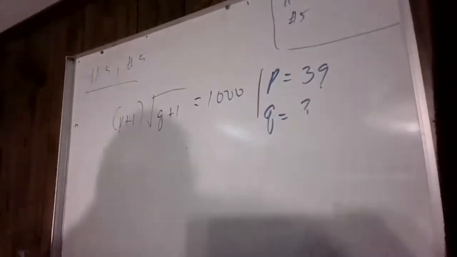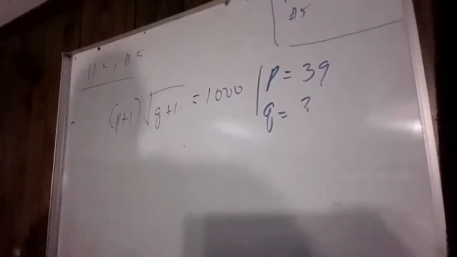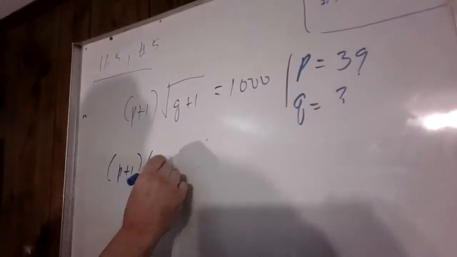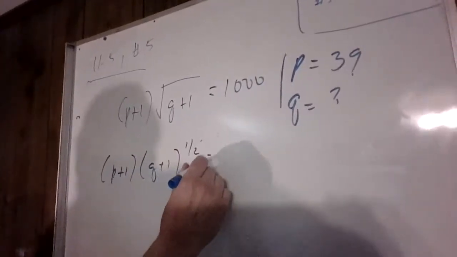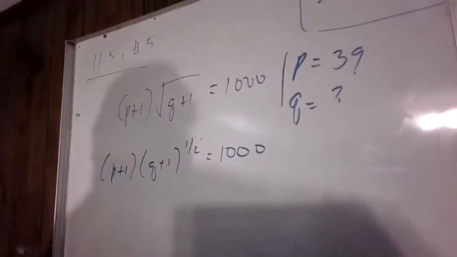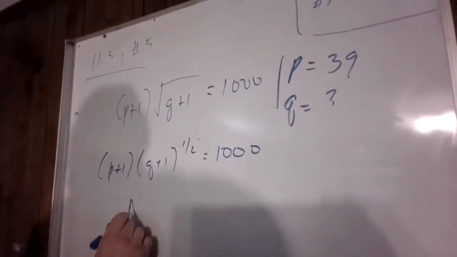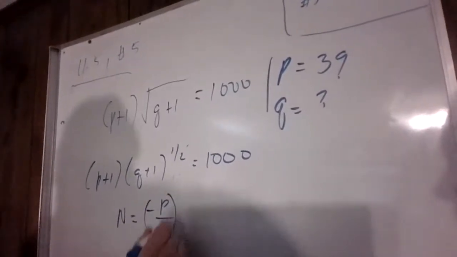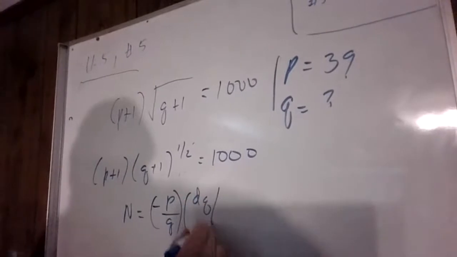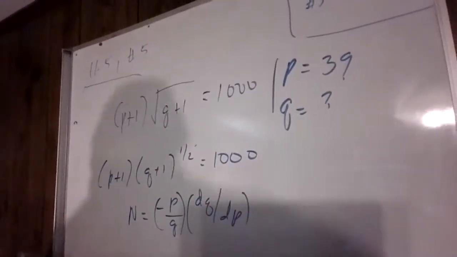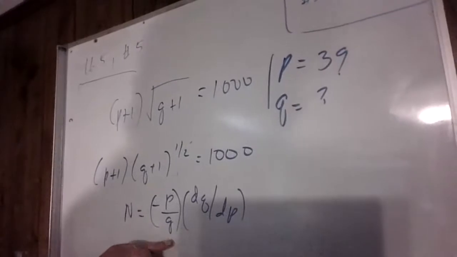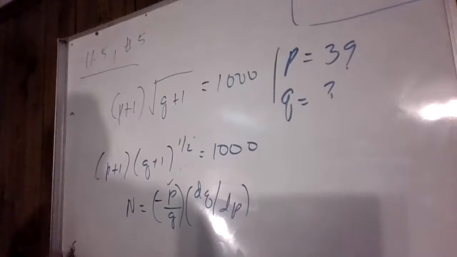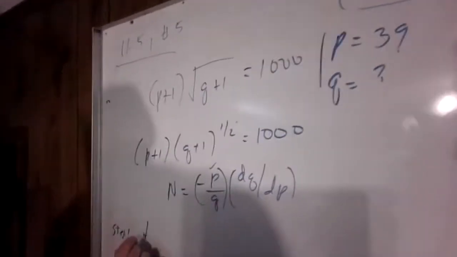Okay. So let's change this to P plus 1, Q plus 1 to the 1/2 equals 1,000. Now, I'm looking for the elasticity, which is minus P over Q, dQ dP. So what do I need? I need P, Q, dQ dP. I'm only given P. So step 1, find Q.